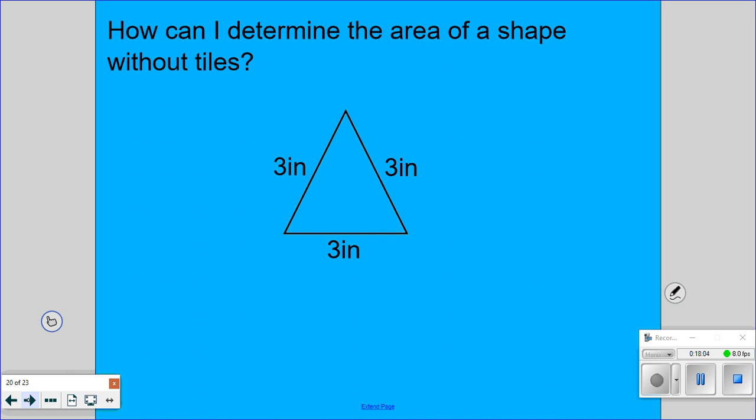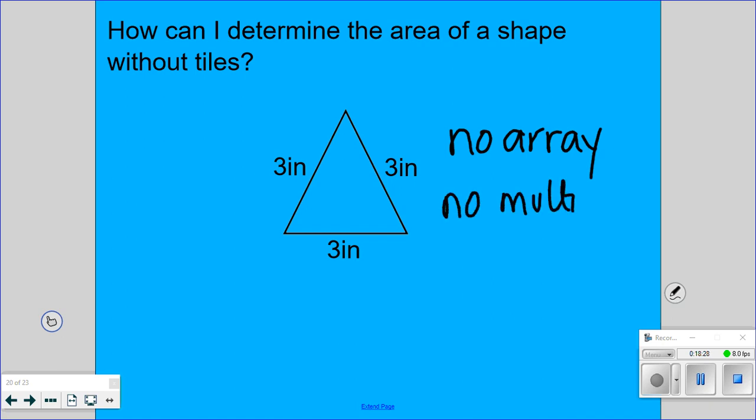I'm going to get 3D shapes. Does this look like it will have a fast array? No. So if there is no array, does that mean I'm going to be able to just multiply 3 times 3 and figure out the area? No. No multiplying sides. Is it because of the points? Yes, because these are not squares, are they? No. It's like square corners.